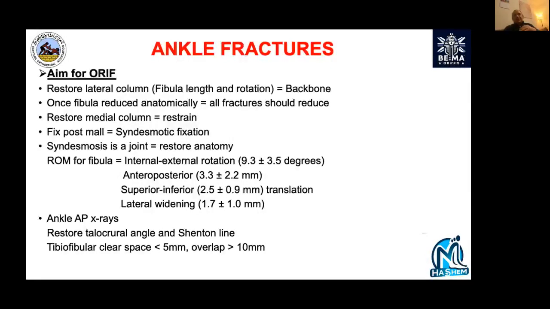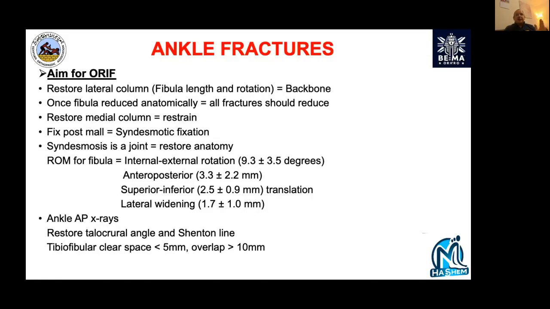What's the aim from open reduction? What we aim by open reduction internally fixing? So firstly, you need to make a backbone to build on. So your strut or backbone will be the lateral column, which is the fibula. So the first thing to do with any ankle open reduction internal fixation is to restore the fibular length and rotation to build on. You cannot build on a mal-reduced fibula or a shortened or a lengthened fibula.